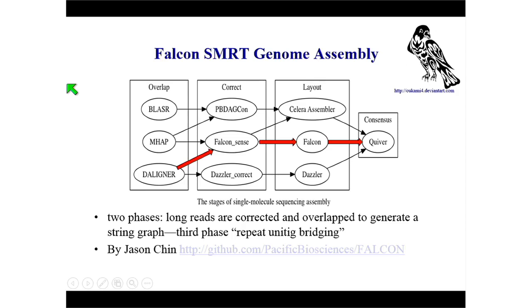So you're taking the shortest reads, you're correcting the longer reads, and then you're focusing on those longer reads to build a string graph, which actually relates each of these based on the overlap, these long reads to each other. There's a third step, which is part of the strength, I think, of Falcon, which allows you to actually bridge across repeats that are incredibly large by taking the longest read that bridges. It's called repeat unitig bridging. And then you actually generate a high-quality consensus using QUIVER.